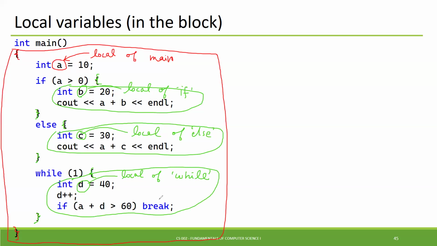So local variable means it is in the main, it is in the if, it is in some block. Okay, great.